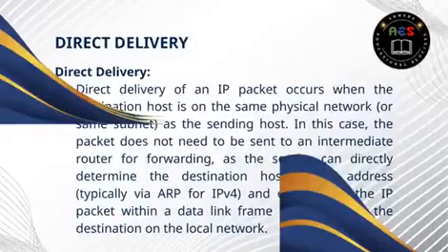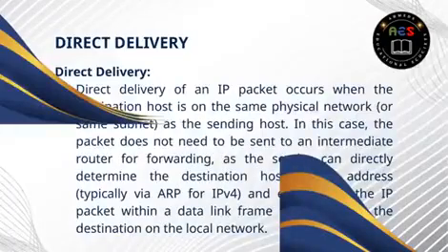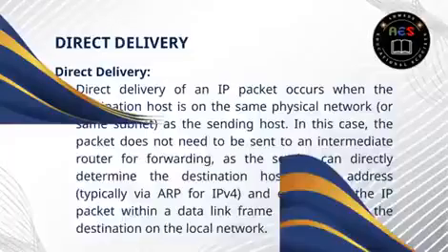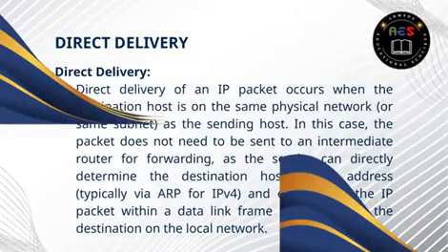All right, let's talk about direct delivery. This happens when the destination host is on the same physical network or subnet as the sender. In other words, they are on the same local network segment. When this occurs, the packet doesn't need to be sent to an intermediate router for forwarding. Instead, the sender can directly figure out the destination's MAC address, usually through ARP for IPv4.